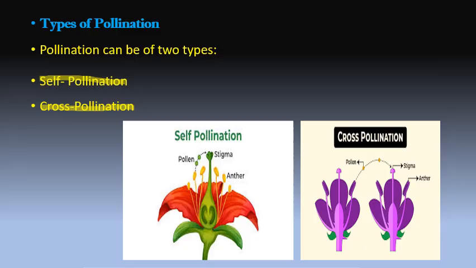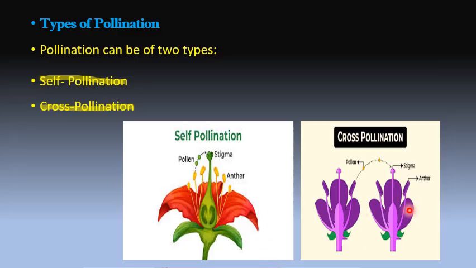This is followed by another type, that is cross-pollination. Here, the pollen from the flower of one plant fertilizes the ovule of a different plant of the same species. So cross-pollination occurs in different plants. The pollen from the flower of one plant is transferred to another plant, which is why it is called cross-pollination. It requires two plants, not only one plant, so it has more genetic diversity.